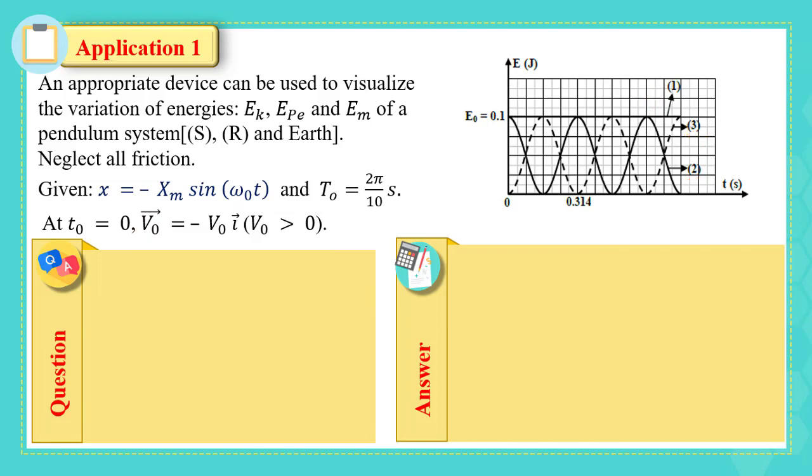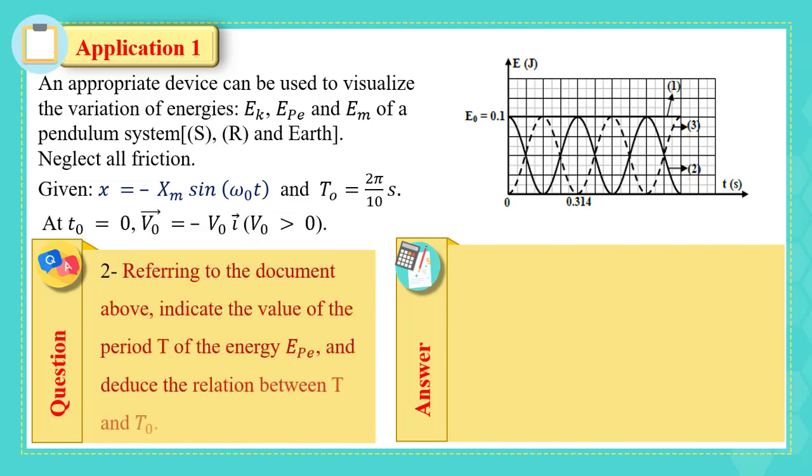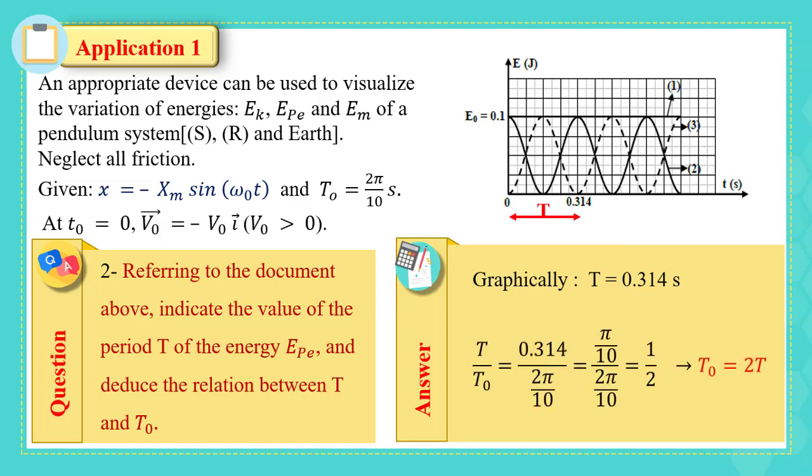Referring to the document above, indicate the value of the period T of the elastic potential energy and deduce the relation between T and T0. Graphically, it's obvious that the period is 0.314 seconds. Then, if we divide T by T0, which is 2 pi over 10, then the answer is half. So, T0 equals 2 times the period of energy.